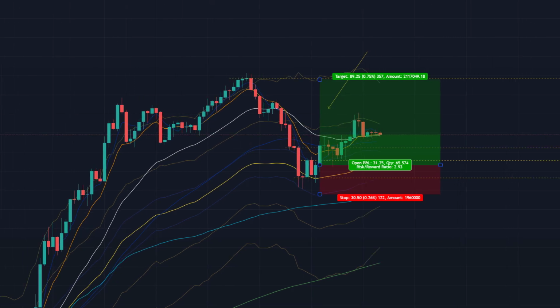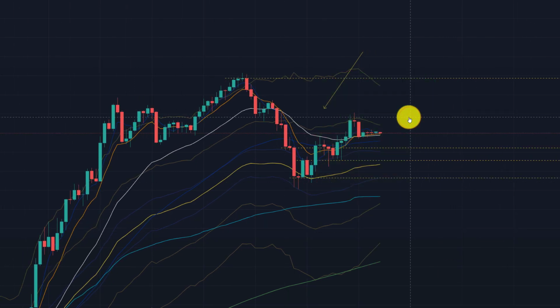So it does what we expect. So that's an example on the 5-minute chart.